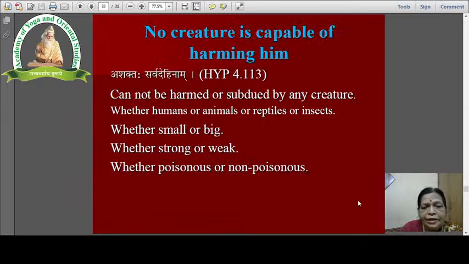Now, no creature is capable of harming him. Asakta sarvadehinam. He cannot be harmed or subdued, meaning overpowered, by any creature in the world, whether humans or animals or reptiles or insects. No creature can subdue him or harm him, whether big or small, strong or weak, poisonous or non-poisonous. Dehi means something or somebody which has a body. So no dehi, no creature, can do any harm to him.